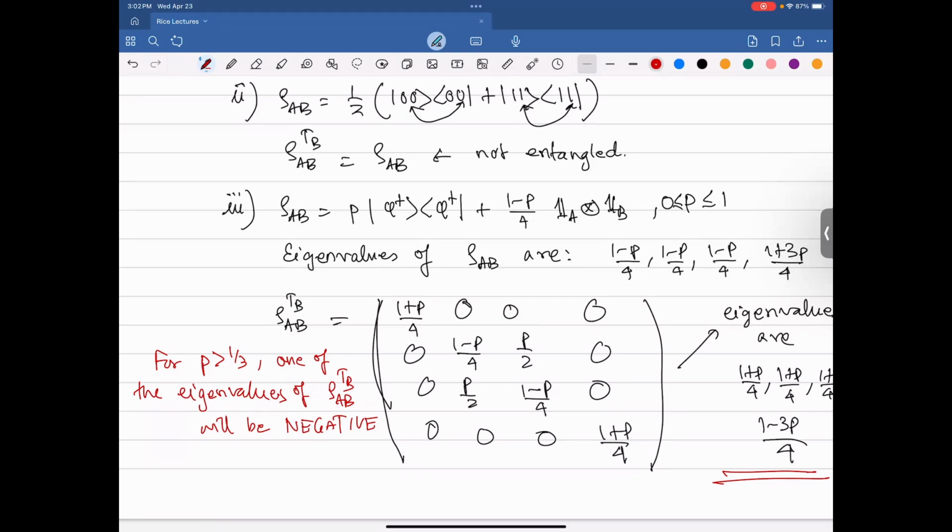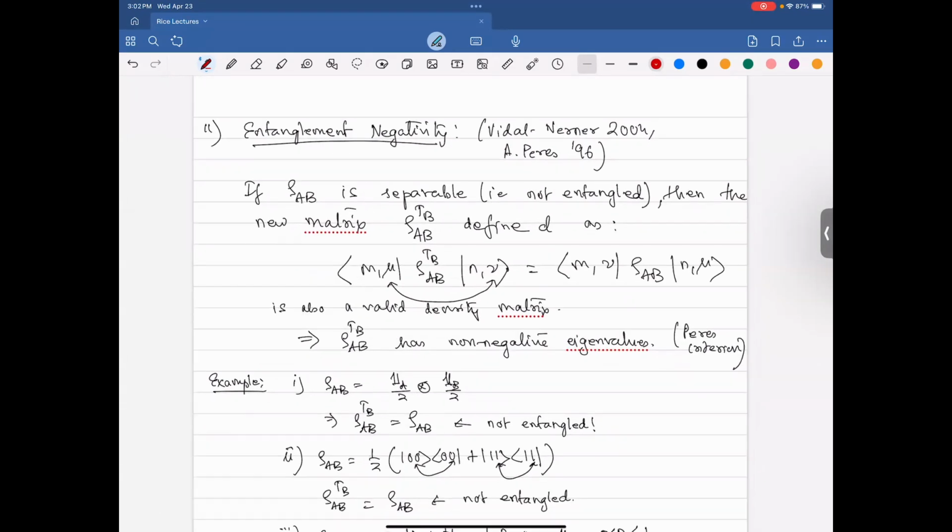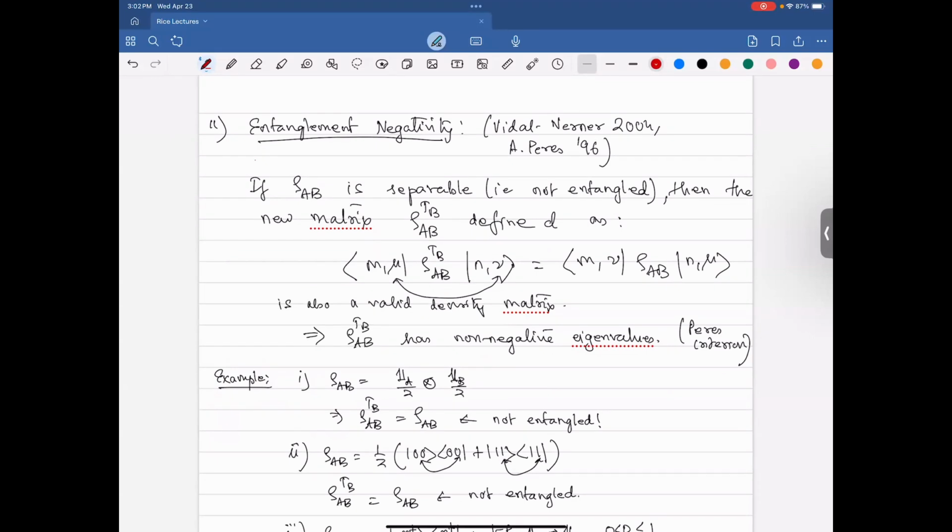What about the converse of the criterion? If we do this operation and we get a valid density matrix, does that tell us nothing about the entanglement? It tells us that the state is separable. It's necessary and sufficient. I think I said it in words, but didn't write it. So this is necessary and sufficient. It goes both ways.